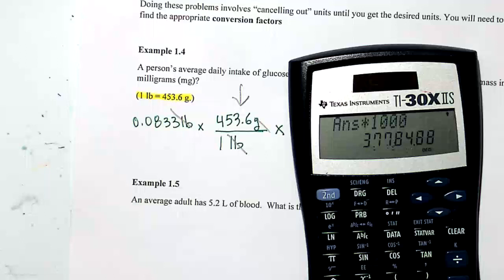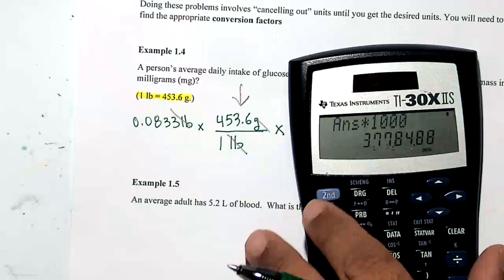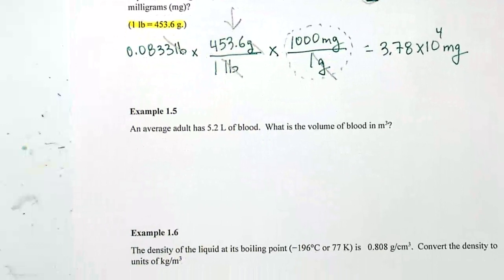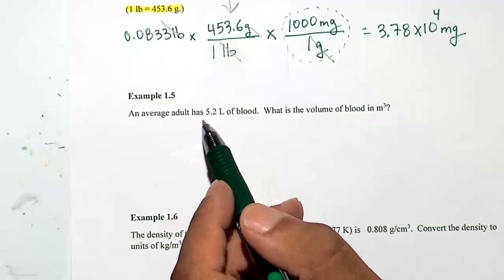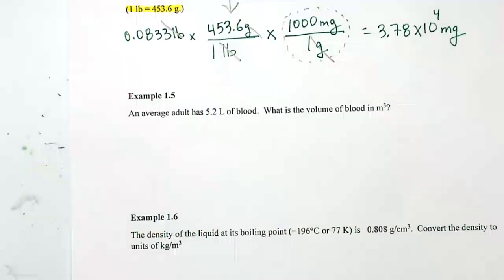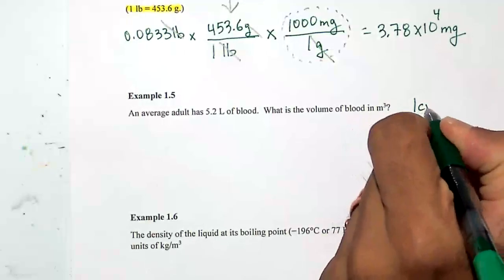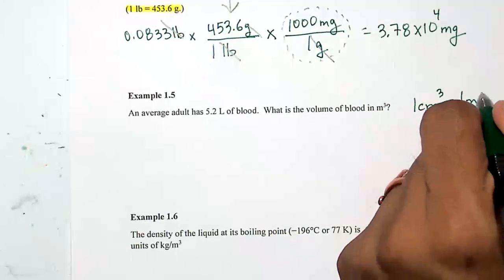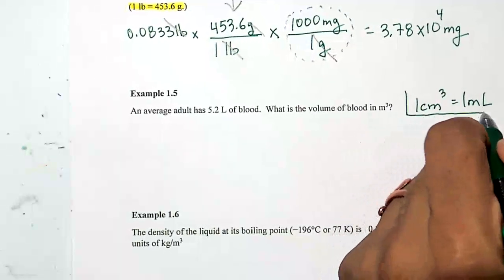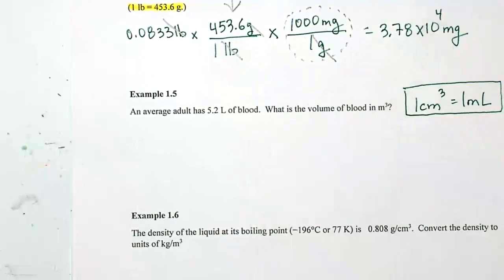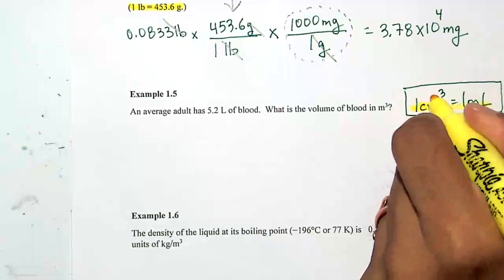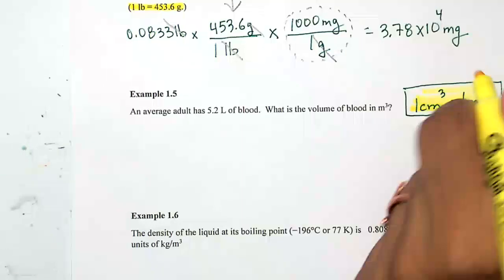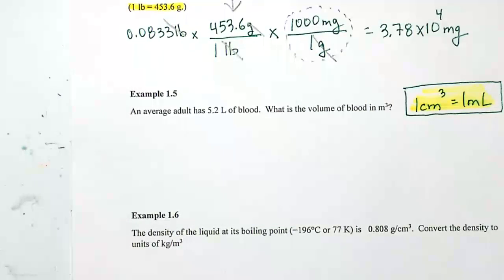Yes, no. Everyone fine? I'm going to move on. An average adult has 5 liters of blood. What is the volume of blood in meters cubed? I'll tell you this also: 1 centimeter cubed is equal to 1 milliliter. I'll give you this on the exam. You do not need to know that. So that's the conversion.